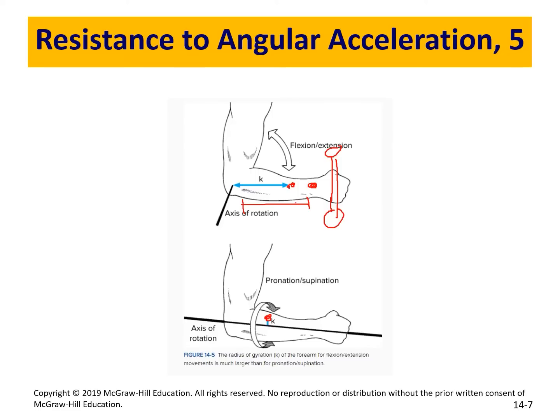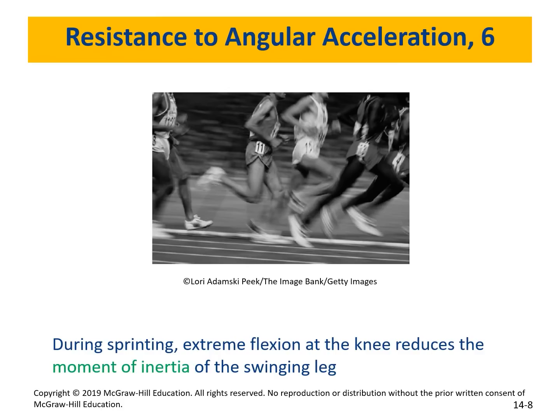We good? Now, another example, during sprinting, that's what I was talking about. Extreme flexion at the knee reduces the moment of inertia of the swinging leg, which leads to increased angular acceleration. So the subject will be faster actually. Try it. And the other thing, which is cool, is that if you didn't change the speed, you're not going to feel tired quickly because you are using the moment of inertia to accelerate rather than having your muscles do the work.